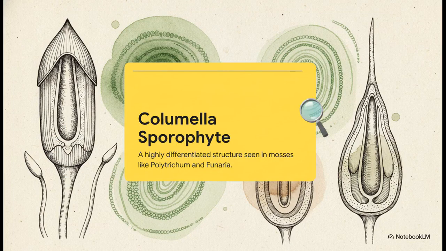To get a bit more precise about that intricacy, Watson specifically points out that these mosses feature a complex columella sporophyte. That means they have a specialized central column of sterile tissue right inside their spore capsule. He even highlights specific examples for us, pointing to Polytrichum and Funaria as prime illustrations of this advanced biological differentiation. This complex structure is really the crowning anatomical achievement of the moss branch.